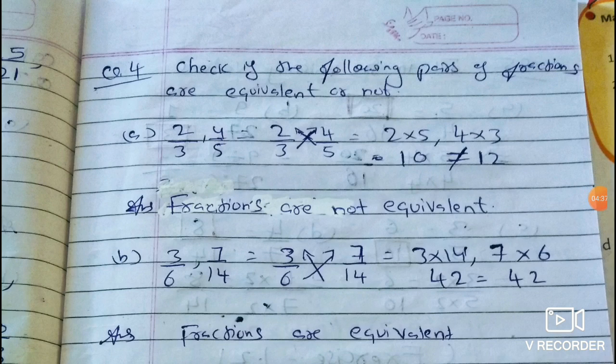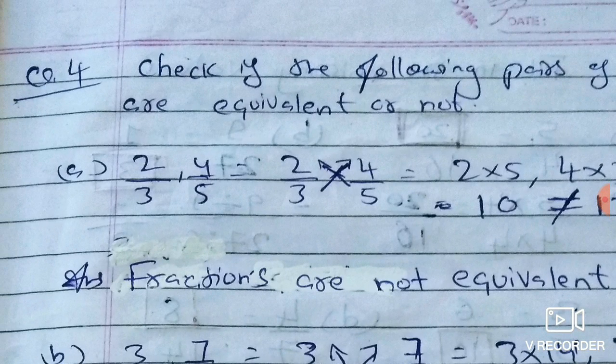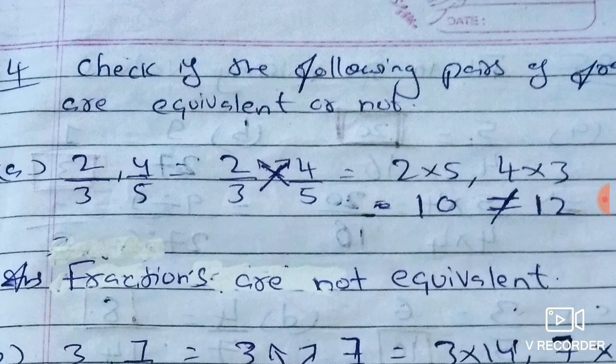Next, question number 4. In this question, we are finding whether the pairs of fractions are equivalent or not. That means whether the fractions are the same or not. Here you can see two fractions are given, 2/3 and 4/5. So here we do cross multiplication. If both answers are the same, our fractions are equal. If both answers are not the same, our fractions are not equivalent.